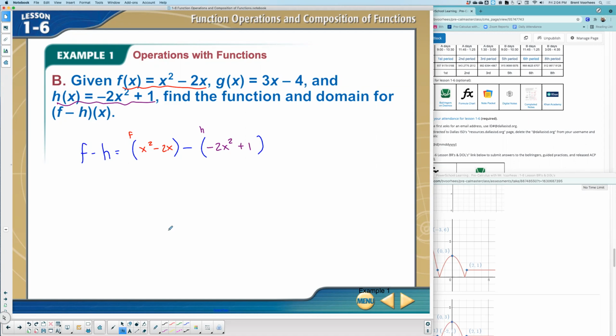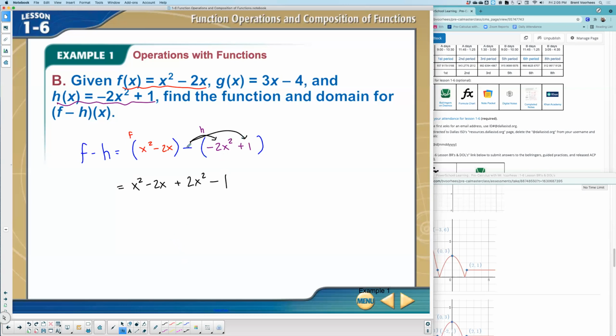Now here's why using parentheses really matters. Nothing occurs on the front parentheses, so I can get rid of that. I don't need it. I can rewrite that as just x squared minus 2x. But over here, I'm subtracting this whole parentheses, which means I need to distribute that negative through. So a negative of a negative 2x squared becomes positive 2x squared, and then a negative of a plus 1 becomes a negative 1.